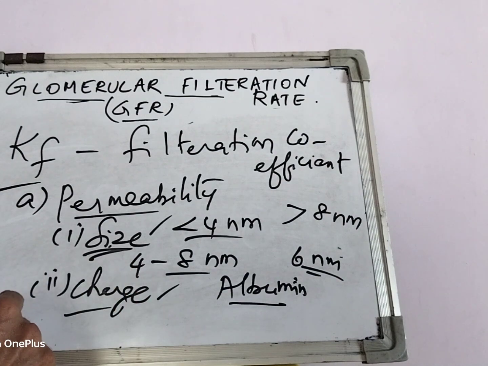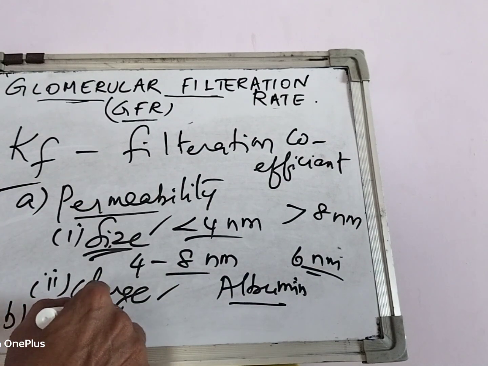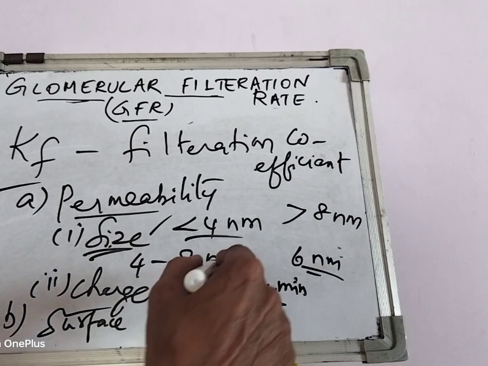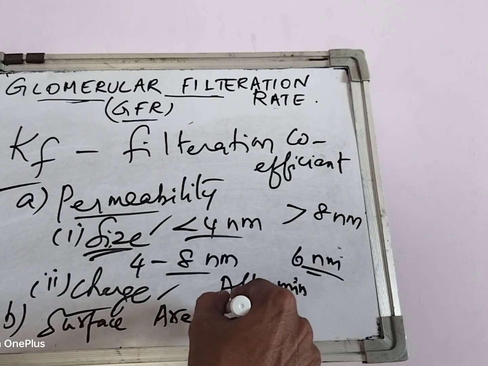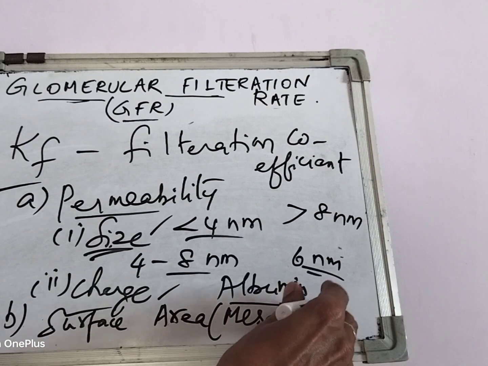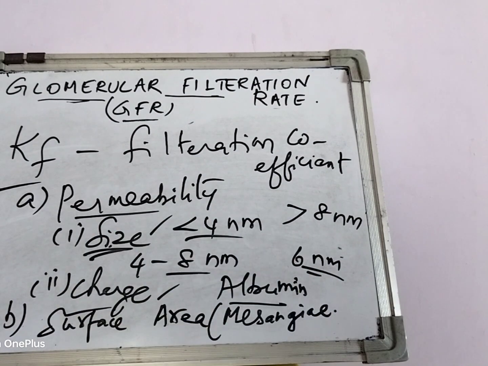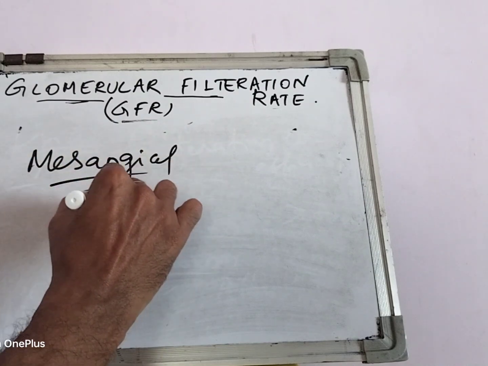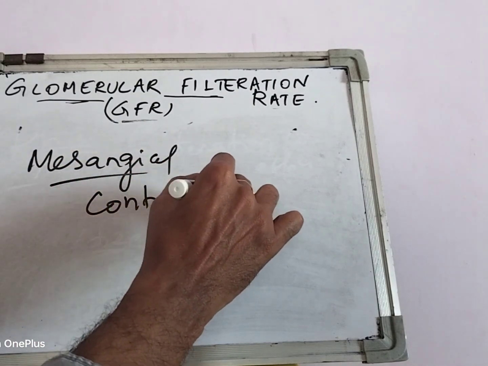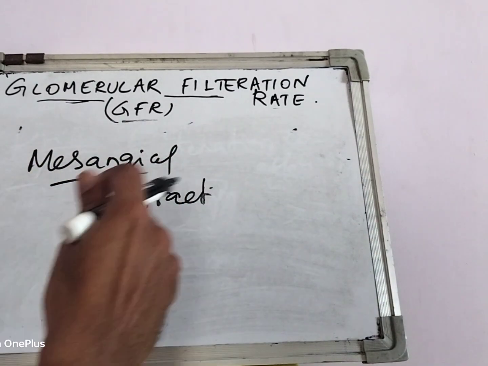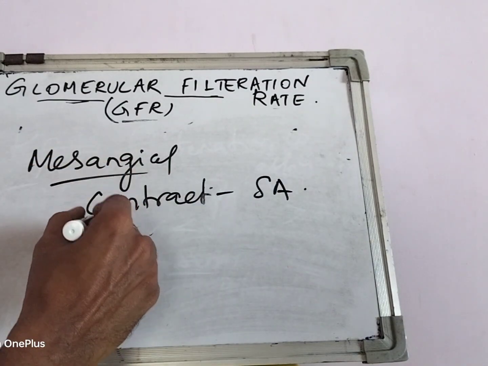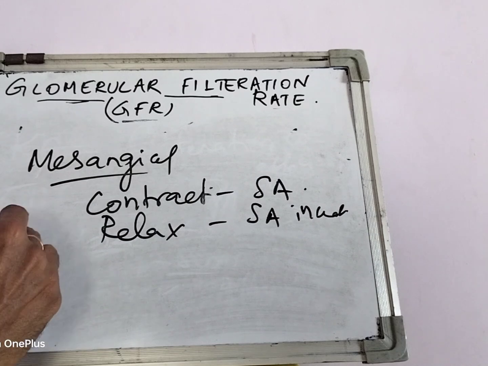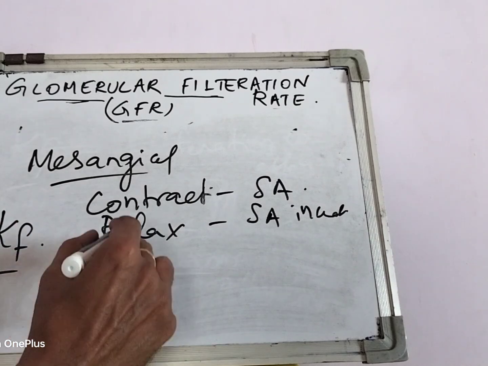The second factor is the surface area of the capillary or the filtration membrane. This surface area is altered by the cells present around the capillary, called mesangial cells. When the mesangial cells, which surround the capillaries, contract, the surface area is reduced. Whereas when the mesangial cells relax, the surface area is increased. So KF is determined by the permeability and the surface area.